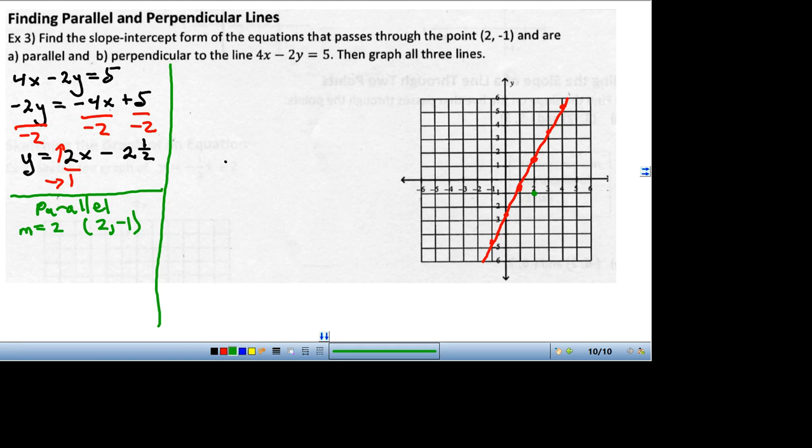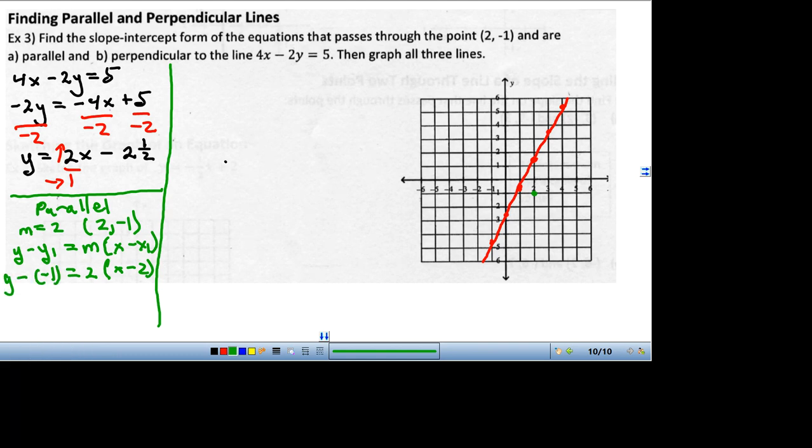Well, guess what? Point slope form. y minus y1 equals m, x minus x1. I know what my m is. My m is 2. My x1 is also 2. I know what my y1 is. It's negative 1.